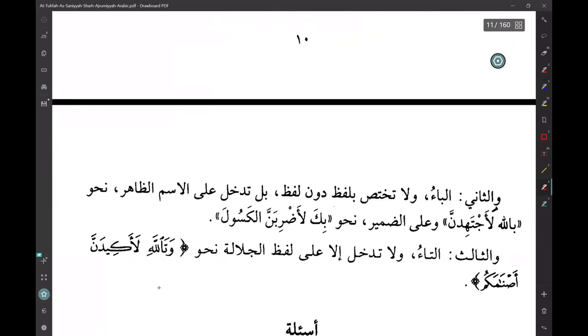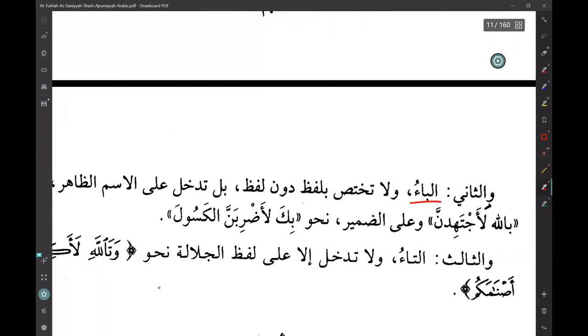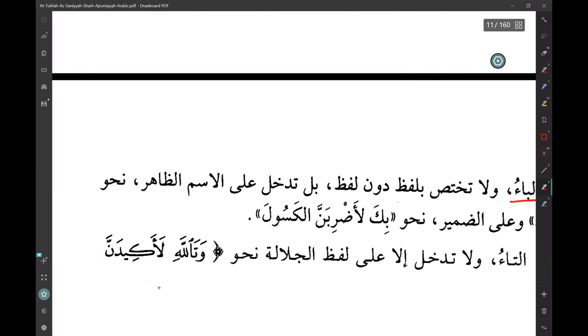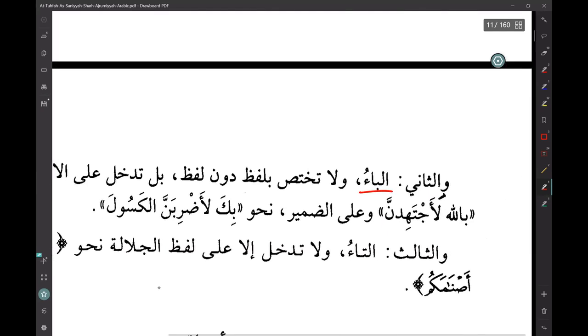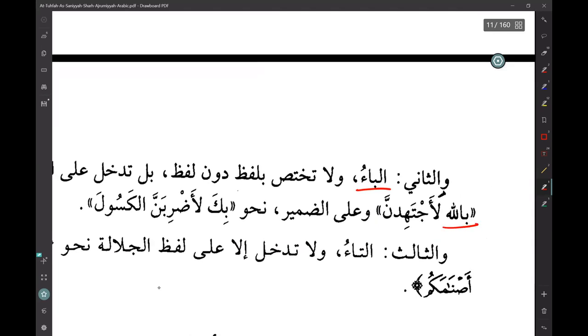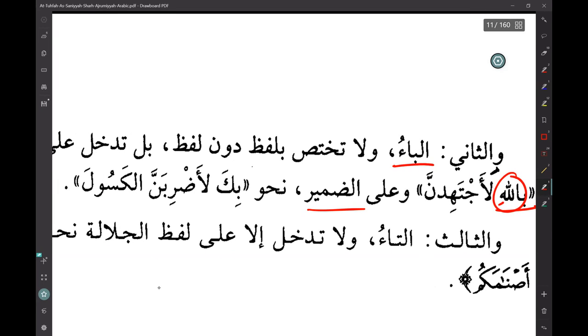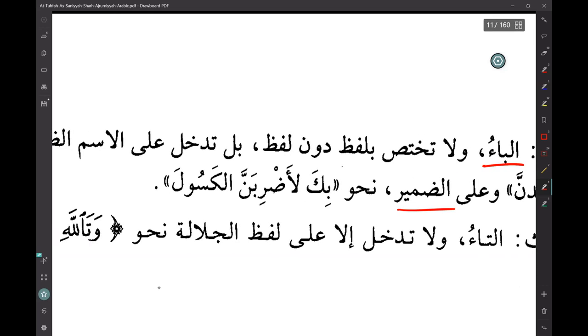What does it compare with? Compare with ba. Ba la takhussu bi lafdhin duna lafd. Basically it's saying that ba tadkhulu ala ism dhahir. So ba can enter on a normal noun like billahi, or it can come on a pronoun. So you can say bika. Here bika means by you.